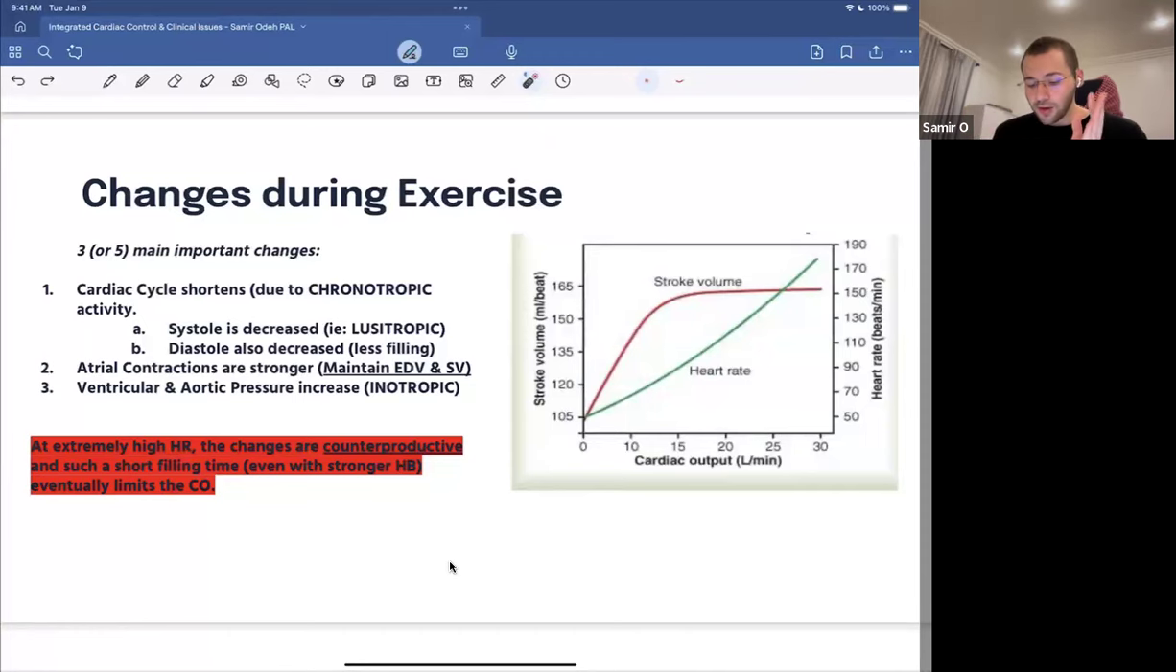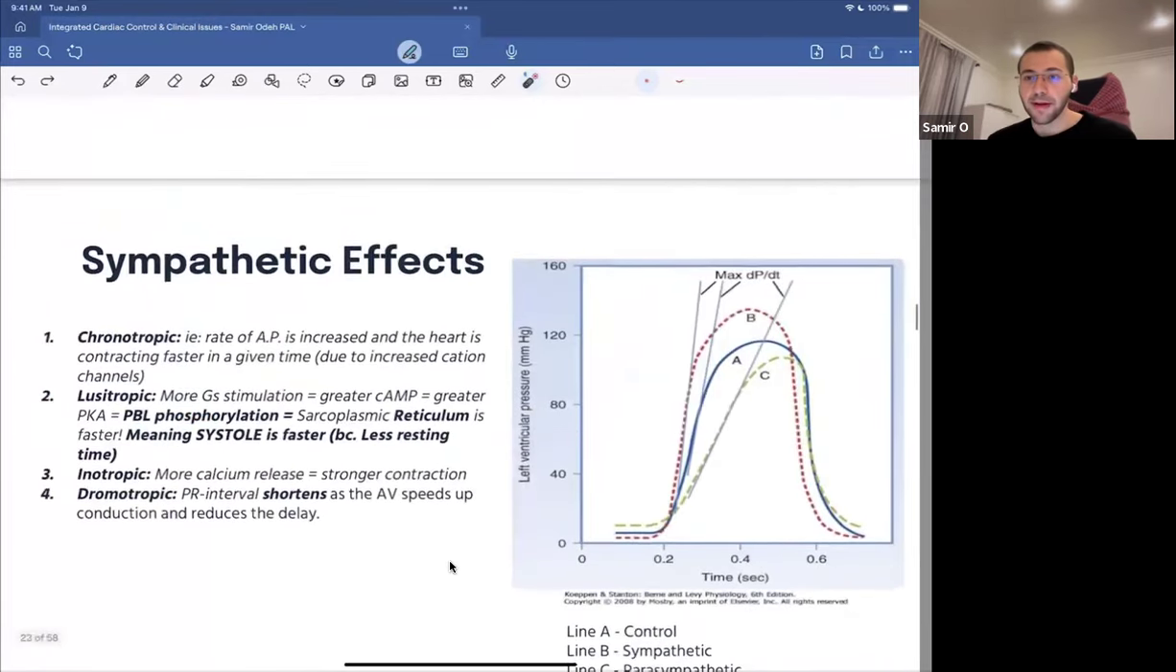Now, while this is great for the vast ranges of heart rates, essentially you do meet a plateau because your heart is pumping blood so fast that it doesn't have enough time to fill. So you do reach this plateau, but you are very rarely reaching this plateau unless you're into extreme sports or extreme physical activity.